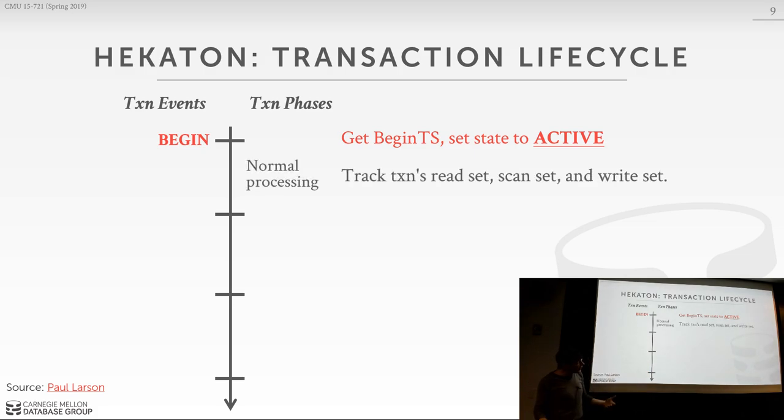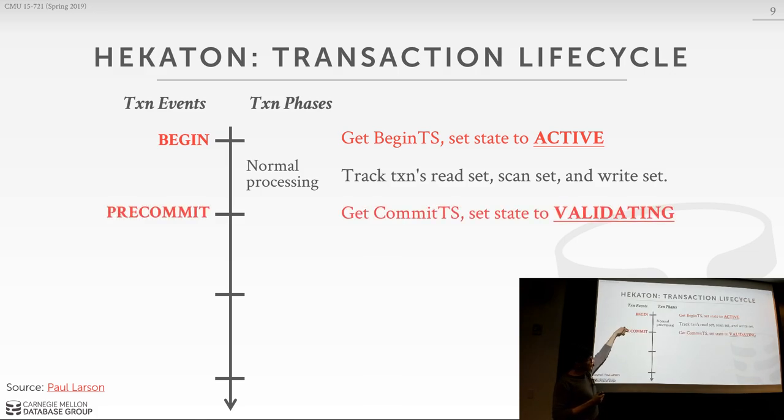Then we go through the normal processing of executing read-write queries. And here, in addition to updating all the version information that I showed two slides ago, we're also going to maintain some metadata about the transaction: what tuples did it read, what tuples did it write, and what scan operations or scan queries did it perform. Because we need that to do validation later on, to figure out what we actually read and see whether somebody else did something that would violate serializable ordering.